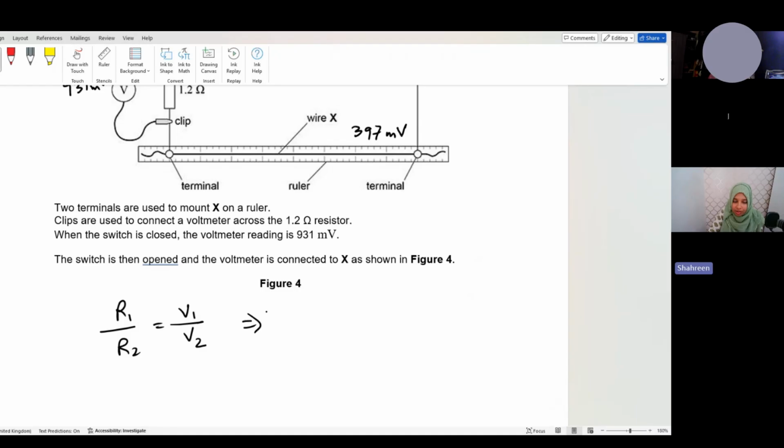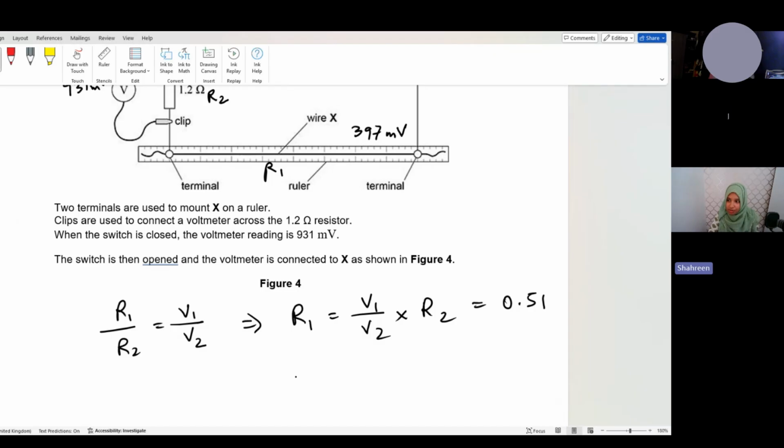So let's say R1 is the resistance of the wire. Let's say R1 is this one, and this is R2, right? So if we did that, then R1 would simply be V1 over V2 times R2, and this will also give you 0.51.